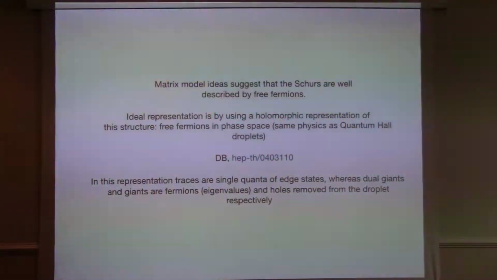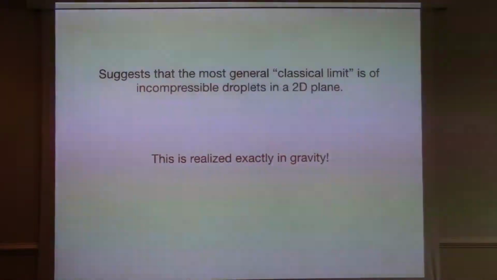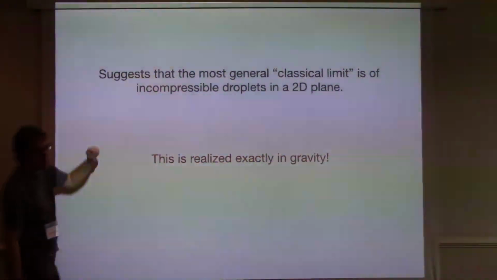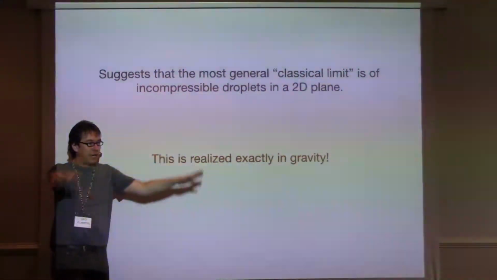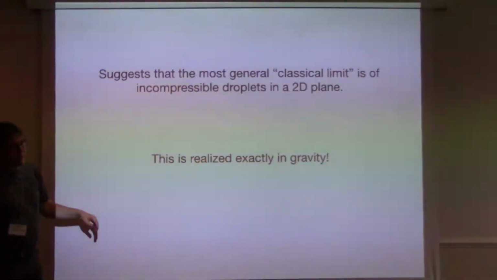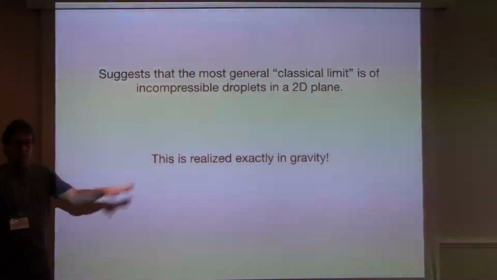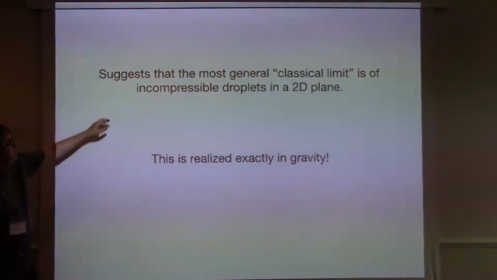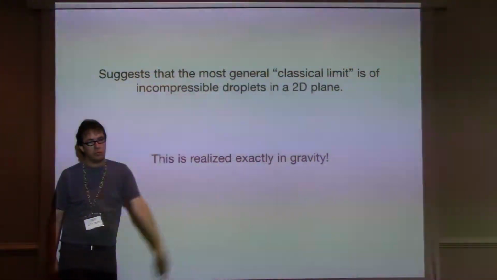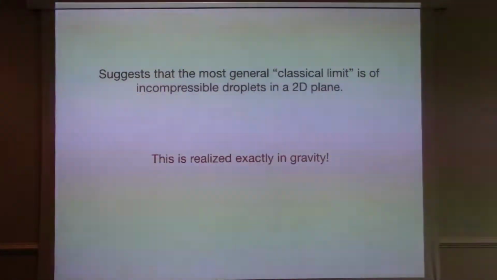So this suggests that the most general classical limit that you can have of these fermions on the plane is by basically zooming out and getting regions that are fully occupied and regions that are empty, and these are called incompressible droplets on a 2D plane.